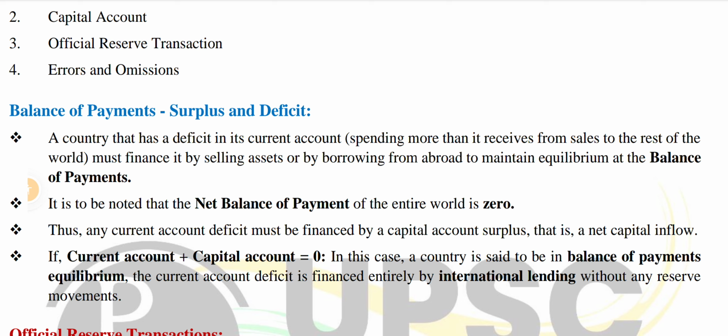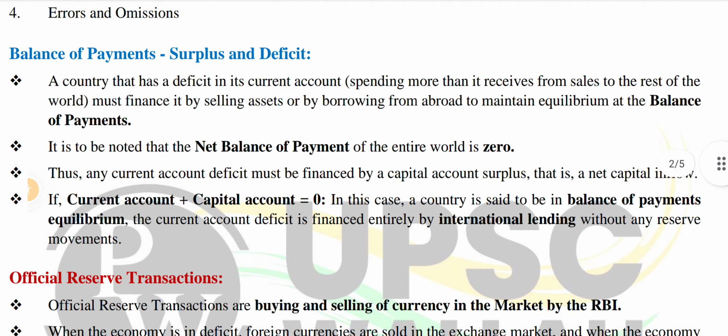A country that has a deficit in its current account, spending more than it receives from sales to the rest of the world, must finance it by selling assets or by borrowing from abroad to maintain equilibrium in the balance of payments. It is to be noted that the net balance of payments of the entire world is zero.